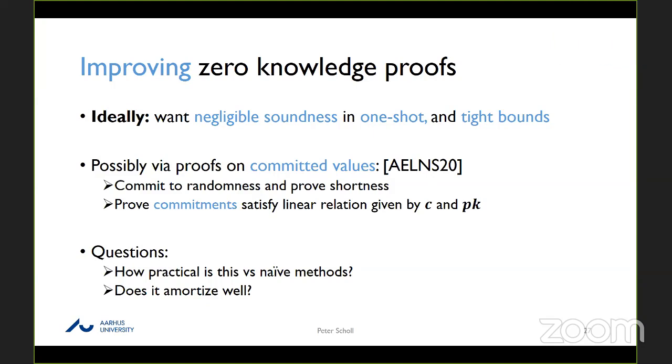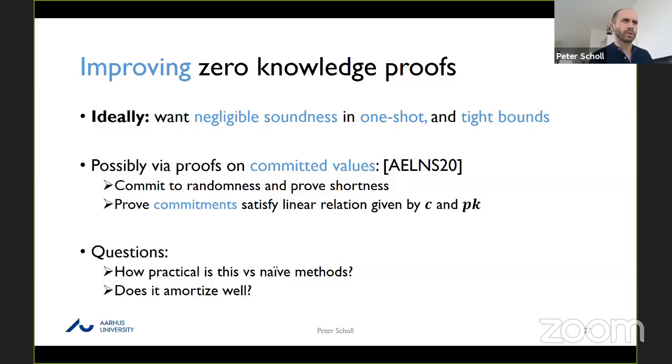And Peter, what is the objective that you're trying to minimize here? Is it the time, or is it the size of the commitments, or the size of the proofs, the communication complexity? What is the main objective? So if you're in a one-shot setting, then I would say probably communication complexity, although it's all kind of important. If computation becomes a big bottleneck, then that's not so good.